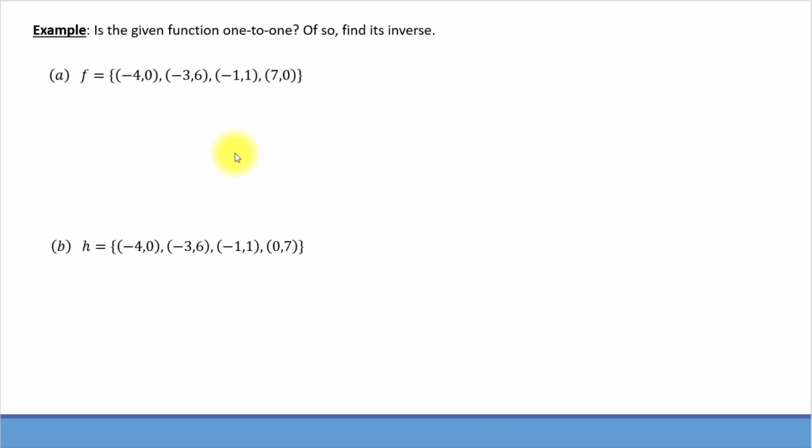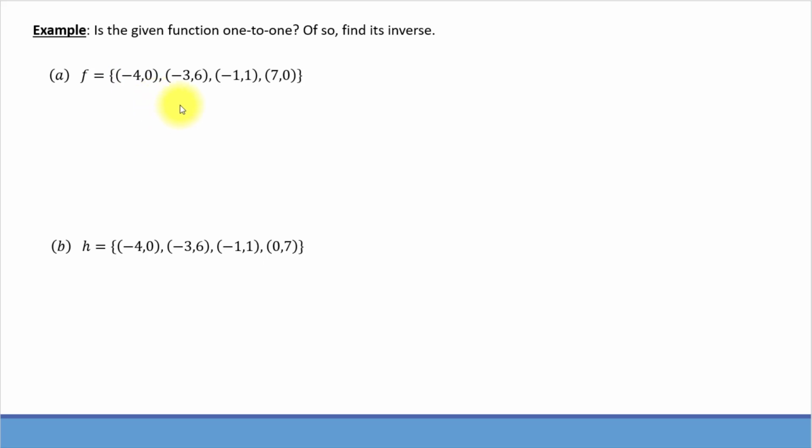Let's try this example. First, we need to determine if the given function is one-to-one, and if it is, then we're going to try to find its inverse. In both cases, functions are defined using ordered pairs. Remember, each ordered pair represents an input and the corresponding output. So, is the first function one-to-one?